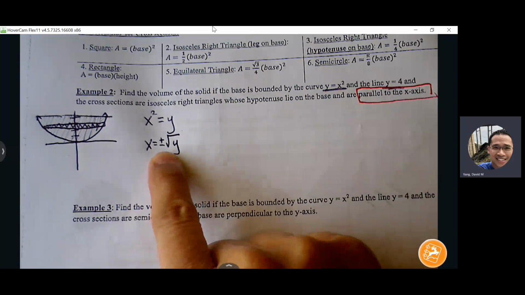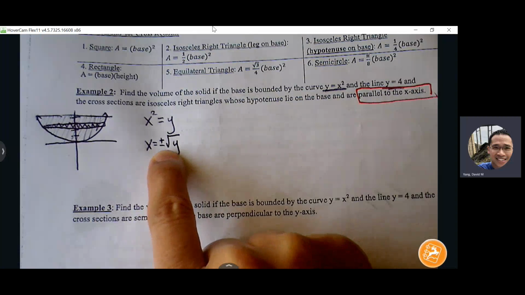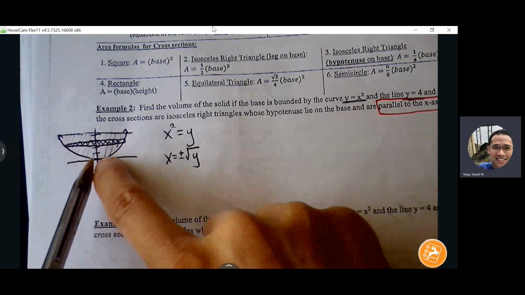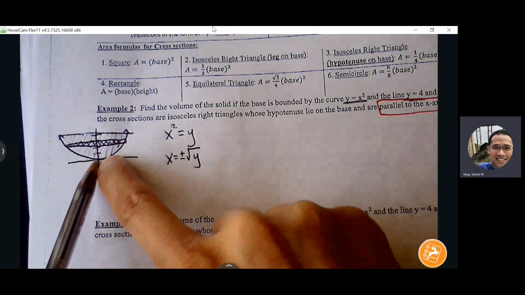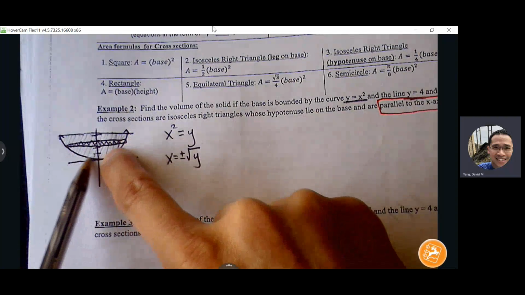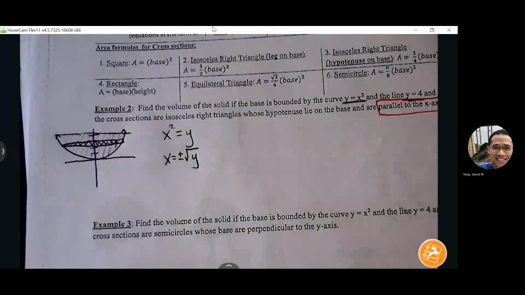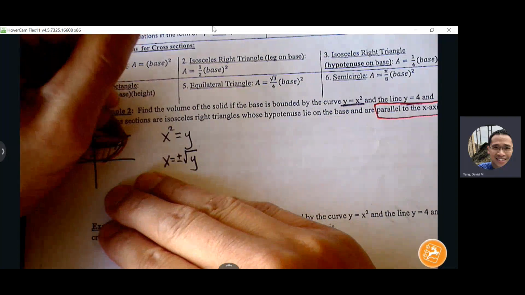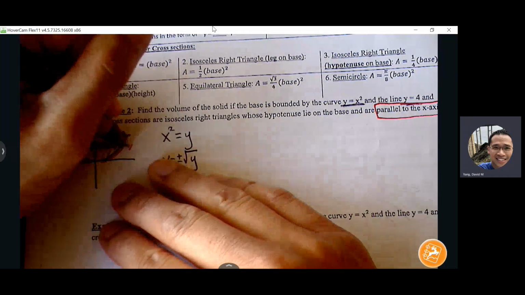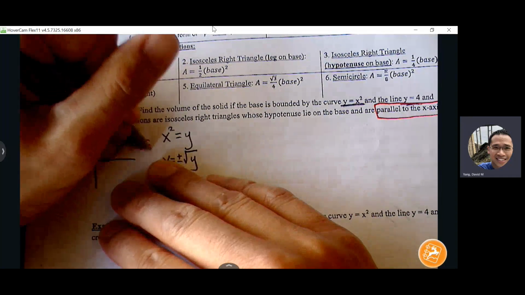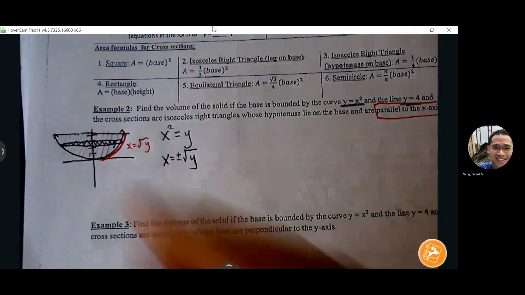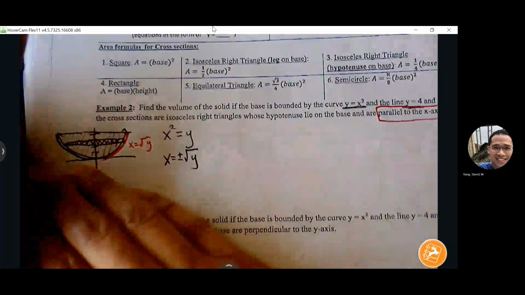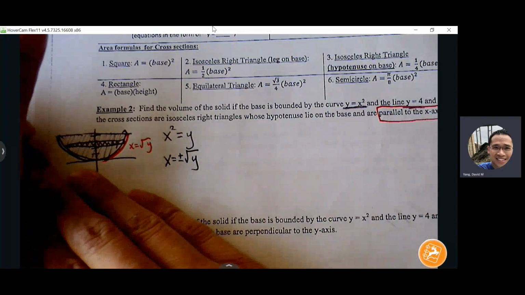Now, in this case, are we going to use both these equations? Yes. Okay, and the reason why is because you have two branches, and the two branches make up the positive square root of y and the negative square root of y. So I'm going to highlight them in different colors here. So this positive side is the x equals square root of y. And this negative side here in green is the x equals negative square root of y.